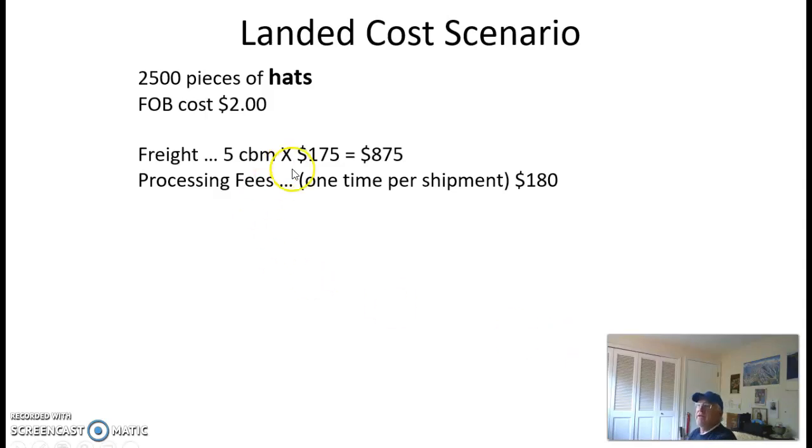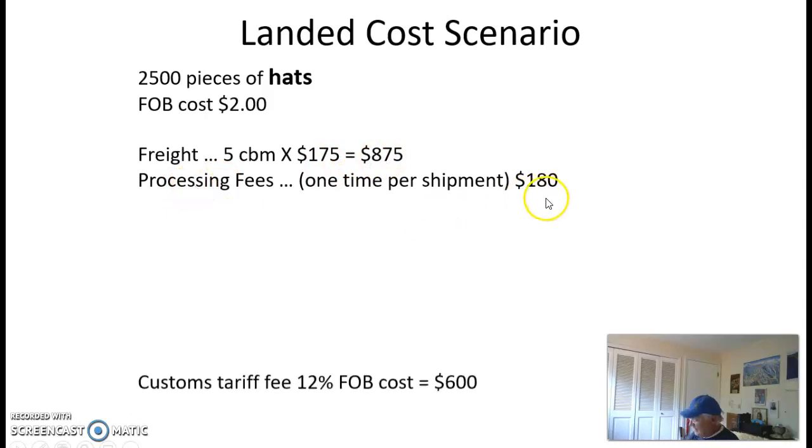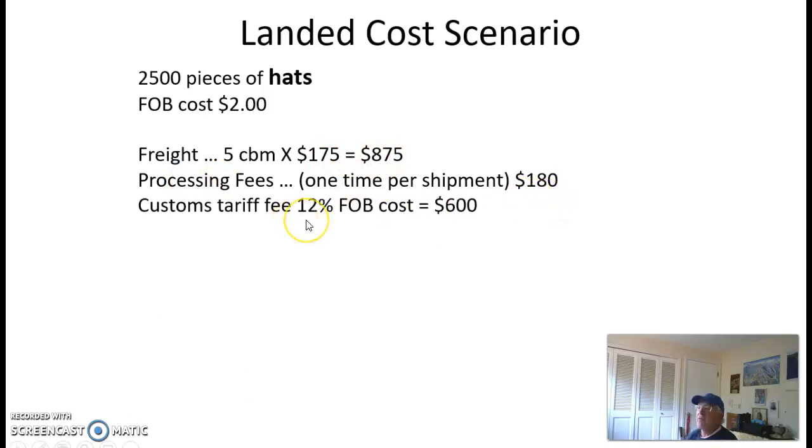You've got the freight. Each cubic meter is $175, so there's $875. Your processing fee is going to be $180. We already figured that out. Now, we went to the tariff schedule and we found that the hats are 12% of FOB cost. How am I getting that?